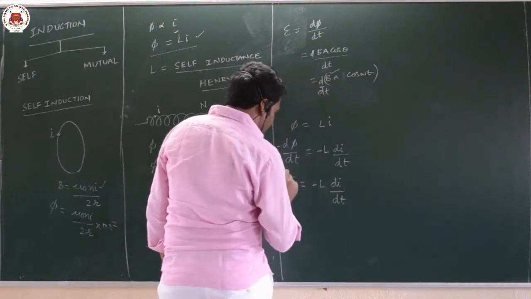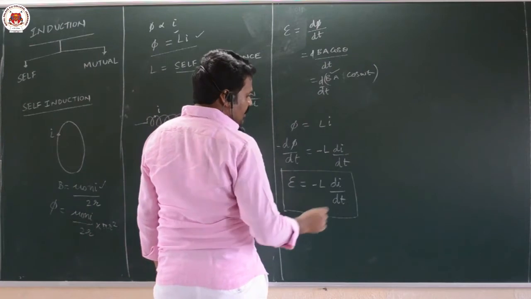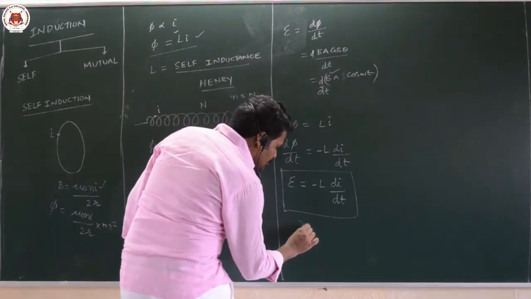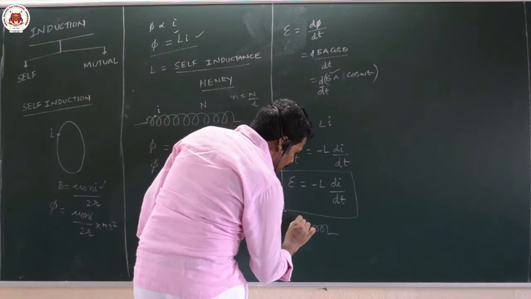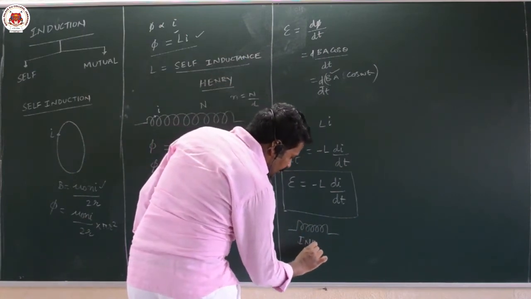So, this is the formula for EMF induced due to self induction, and the device used is given by the symbol like this, and this is called an inductor.